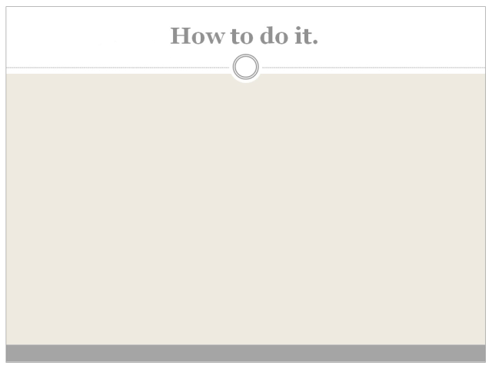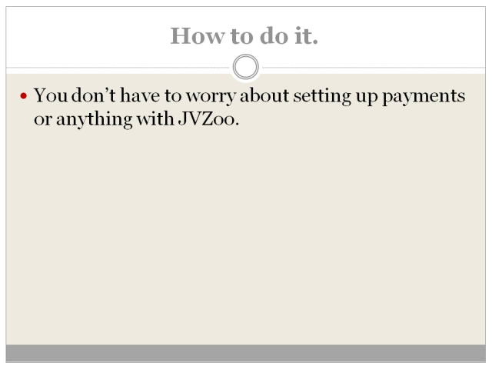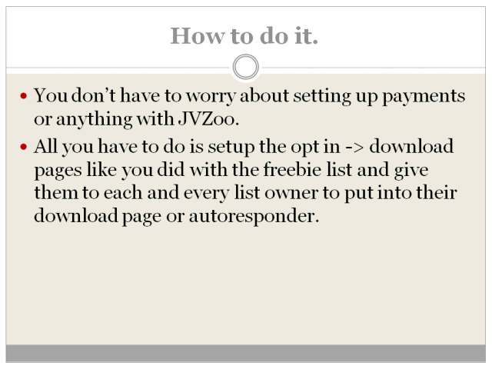So the question is, how do you do it? Well, fortunately, you don't have to worry about setting up payments or anything with jvzoo.com or anything like that. All you have to do is set up the opt-in that points to the individual download or thank you pages like you did with the freebie list, and give them to each and every list owner to put onto their download page or autoresponder. So you're going to have a list of opt-in codes.